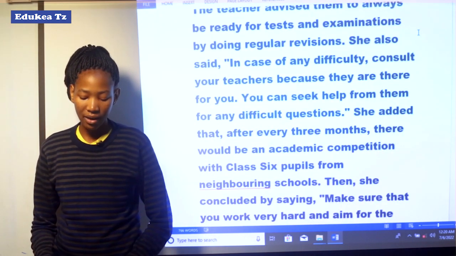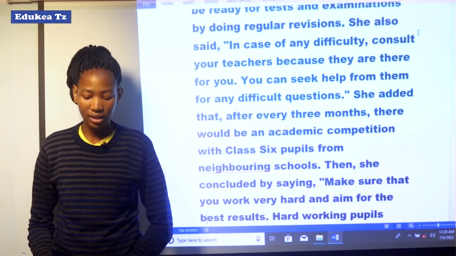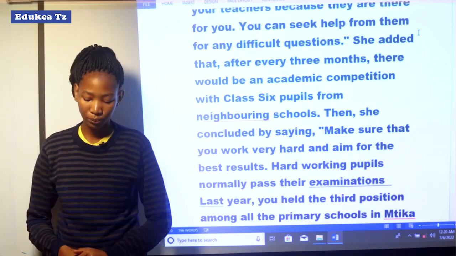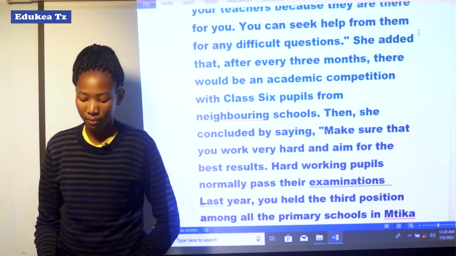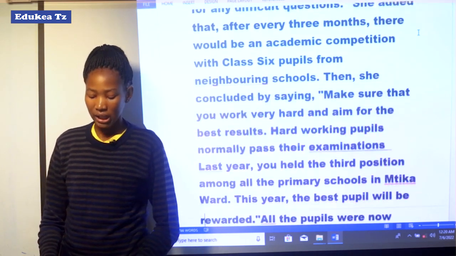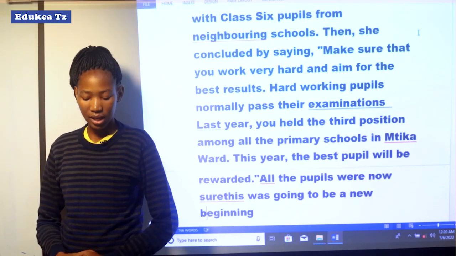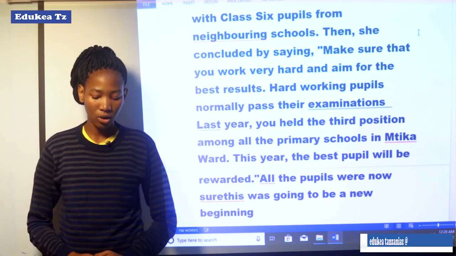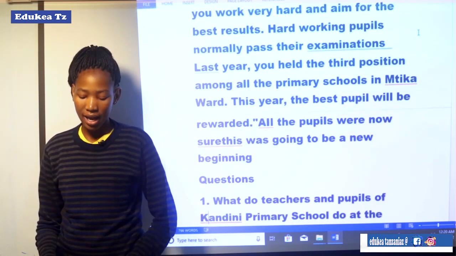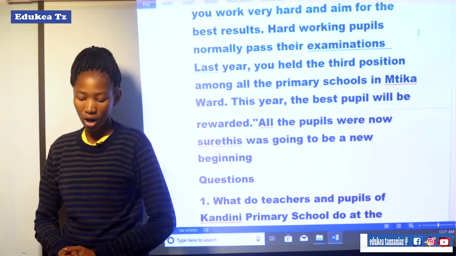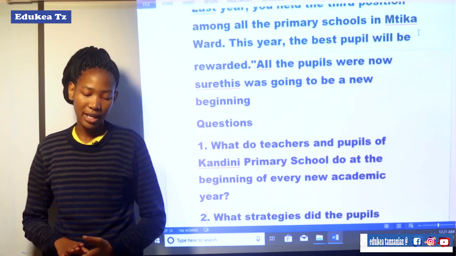She added that after every 3 months there would be an academic competition with class 6 pupils from a neighboring school. Then she concluded by saying, make sure that you work very hard and aim for the best result. Hard-working pupils normally pass the examinations. Last year you held the 3rd position among all the primary schools in Mtika ward. This year the best pupils will be rewarded. All the pupils were now sure this was going to be a new beginning.